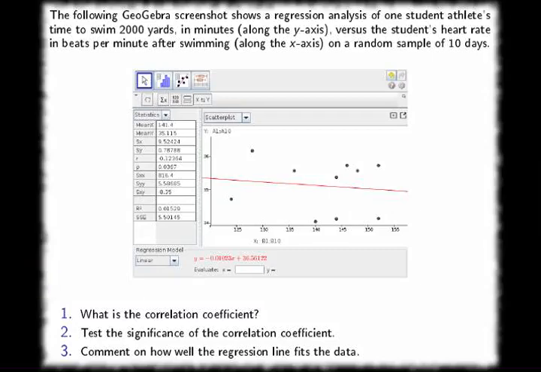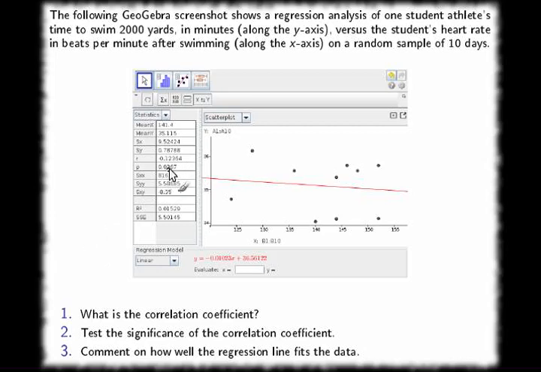The following GeoGebra screenshot shows a regression analysis of one student athlete's time to swim 2,000 yards in minutes along the y-axis versus the student's heart rate in beats per minute after swimming along the x-axis on a random sample of 10 days. Number one, what is the correlation coefficient?